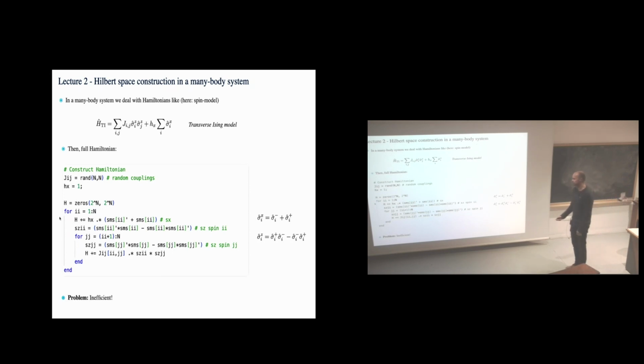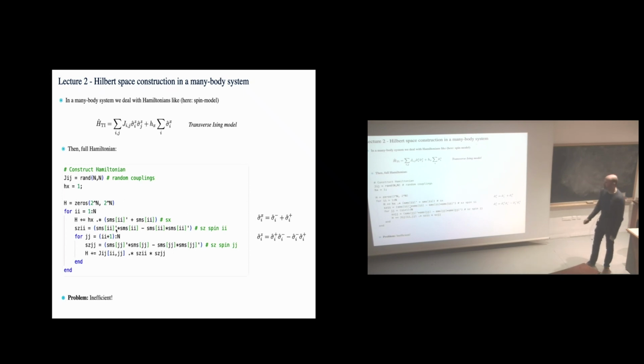And this is going to give me, if I sum over all the spins, this transverse field part for all of the spins in the system. Same with the sigma Z operator. Sigma Z is just sigma plus sigma minus minus sigma minus sigma plus. So I can really construct it like this in there, right?